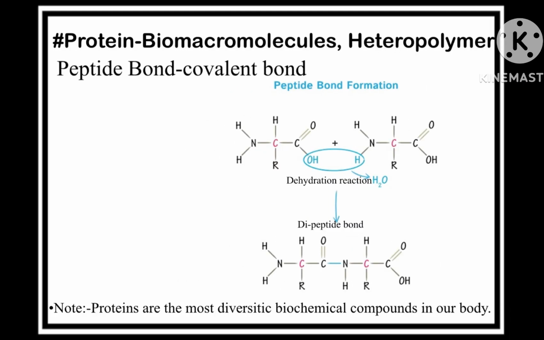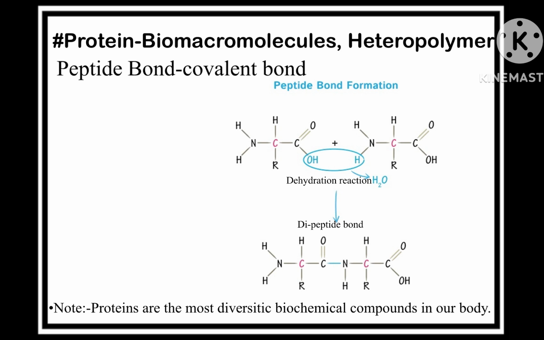Let's begin with proteins, which are biomacromolecules and heteropolymers, which means each protein is a polymer of the 20 different amino acids, which you already learned in the previous slide. Now moving towards the biological point of view, protein performs many functions in the body.